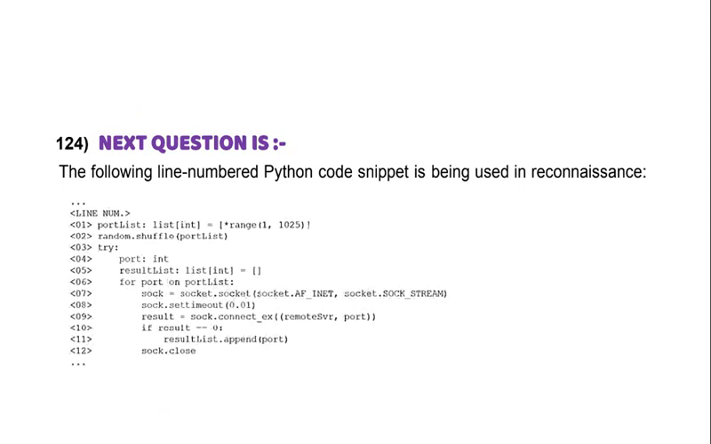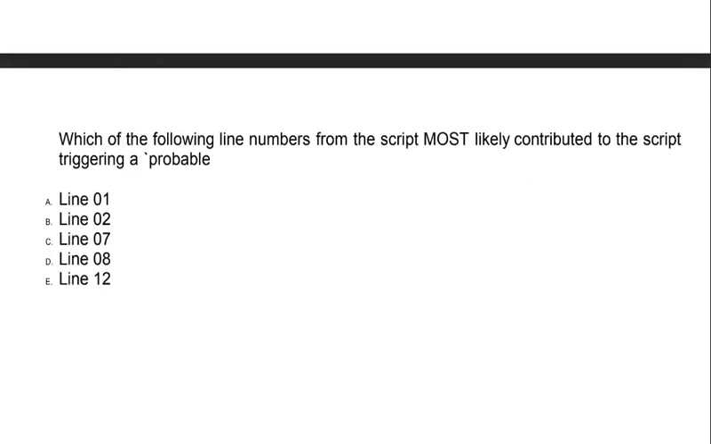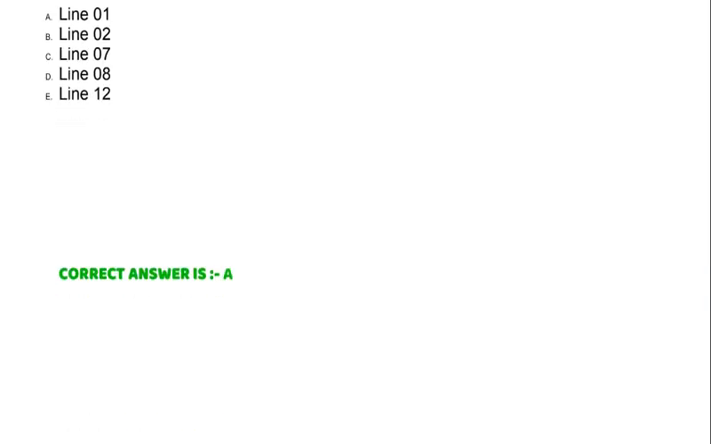Question is, the following line-numbered Python code snippet is being used in reconnaissance. Which of the following line numbers from the script most likely contribute to the script triggering a probable? Option A, line 01. Option B, line 02. Option C, line 07. Option D, line 08. Option E, line 12. Correct answer is option A.